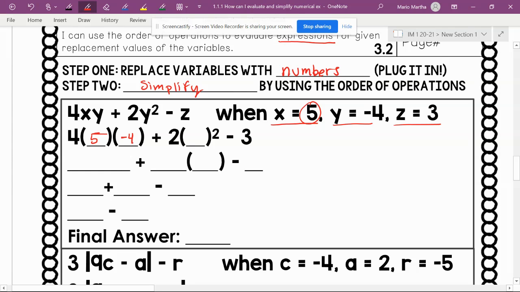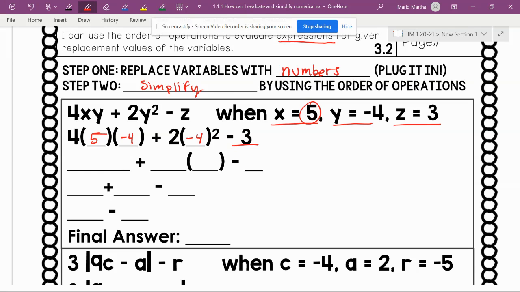And then I have y squared. So 2 times y squared would be 2 times negative 4 squared. And then z is equal to 3. And that substitution is already done for us. So I'm done with step one. All right, cool. So my next step is to simplify using order of operations.